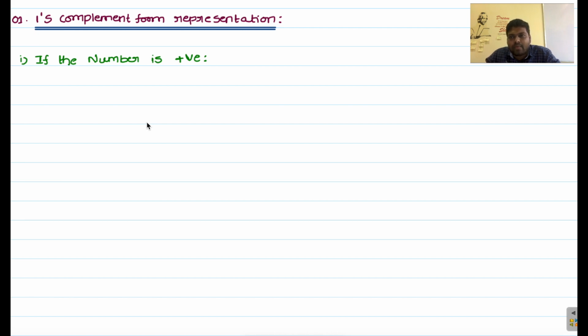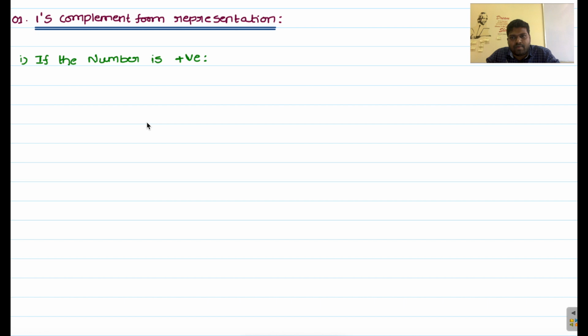In the negative format, the actual number is different, the ones complement form is different, and the twos complement form is also different. That means that number has three different formats. Whereas in positive mode, all three are the same. So in this ones complement form representation, I will consider two ways: one is if the number is positive, and the other is if the number is negative, how you represent the number in ones complement form.